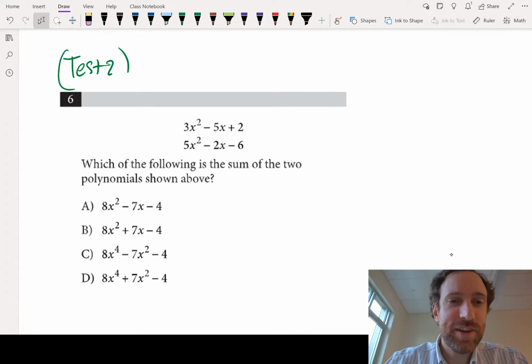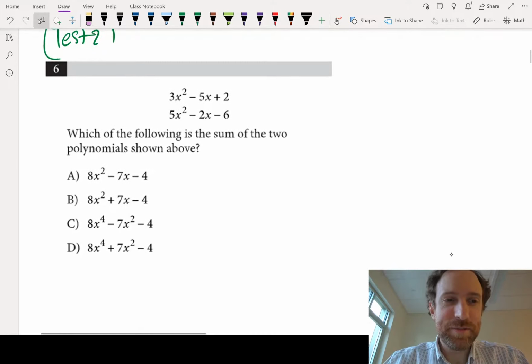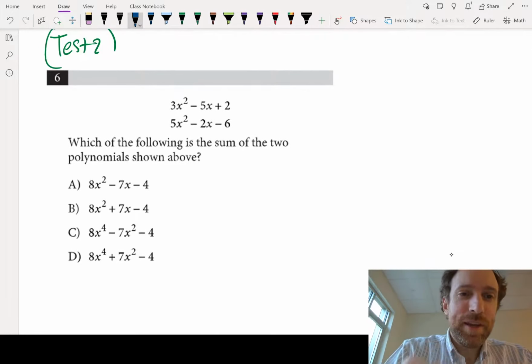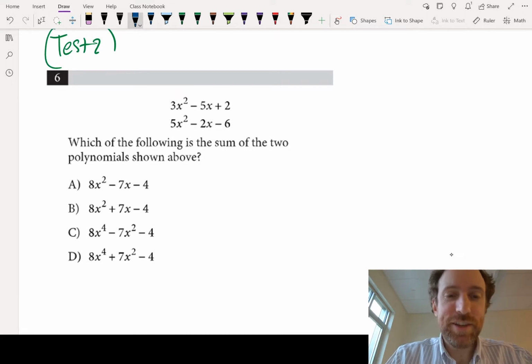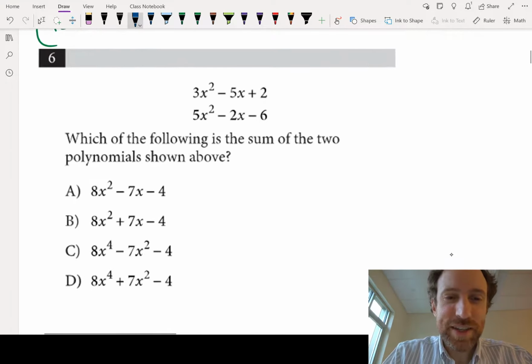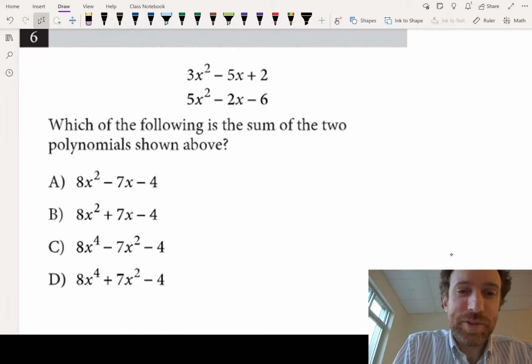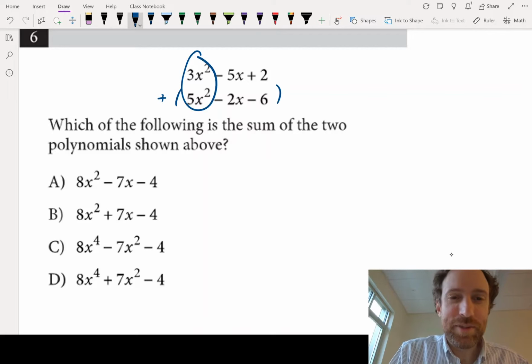This was a problem we saw from practice test 2. You might remember it. I don't know, it was number 6. Which of the following is the sum of the two polynomials shown above? This is an easy problem because to add polynomials, essentially all you have to do is combine like terms. This one's particularly easy because of the way the polynomials are arranged in these nice little columns with the like terms right on top of each other.